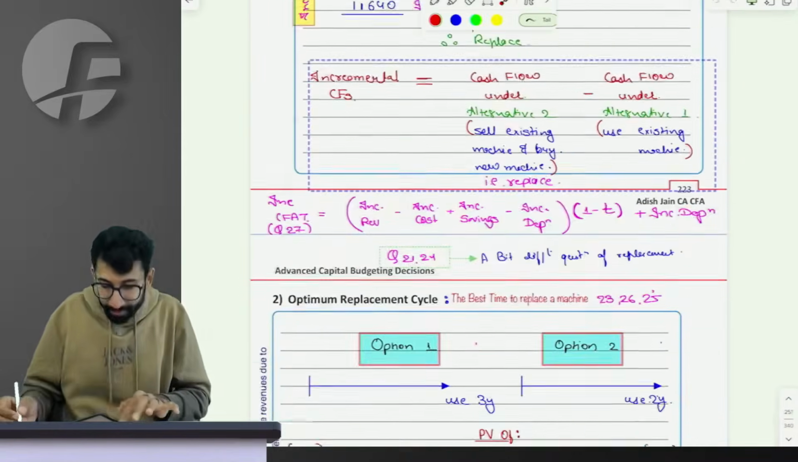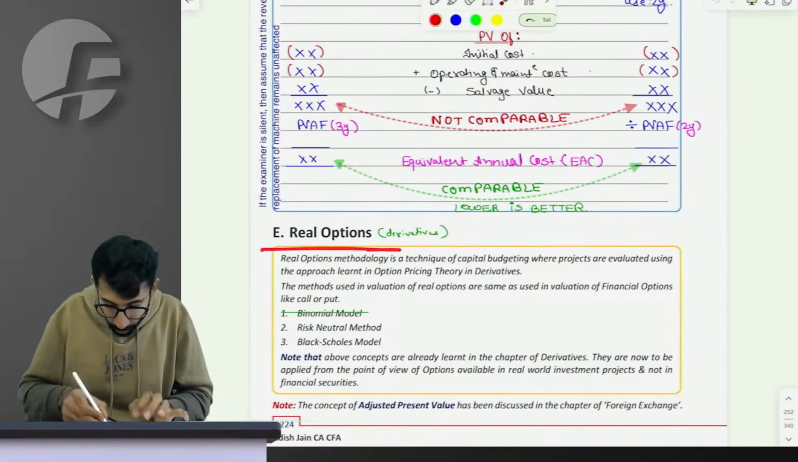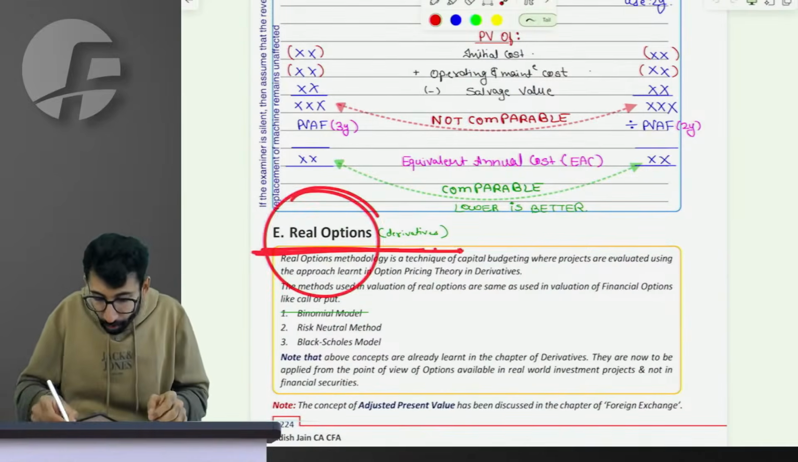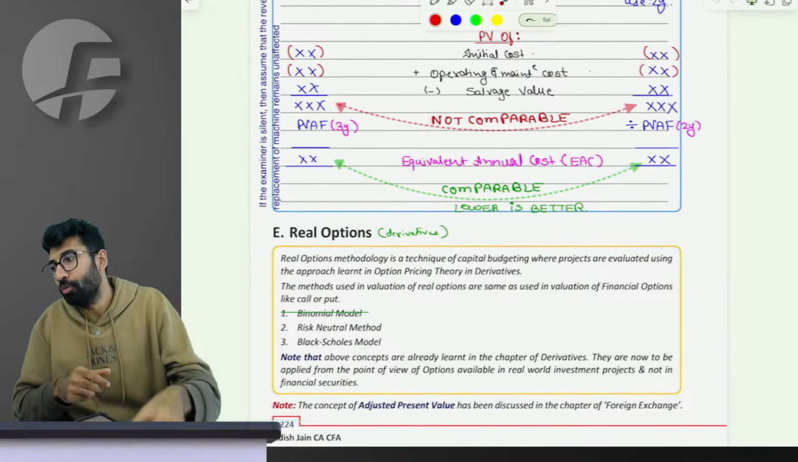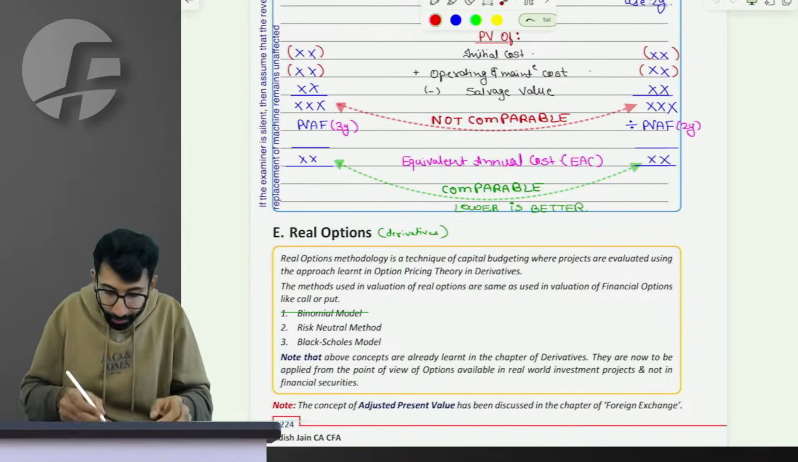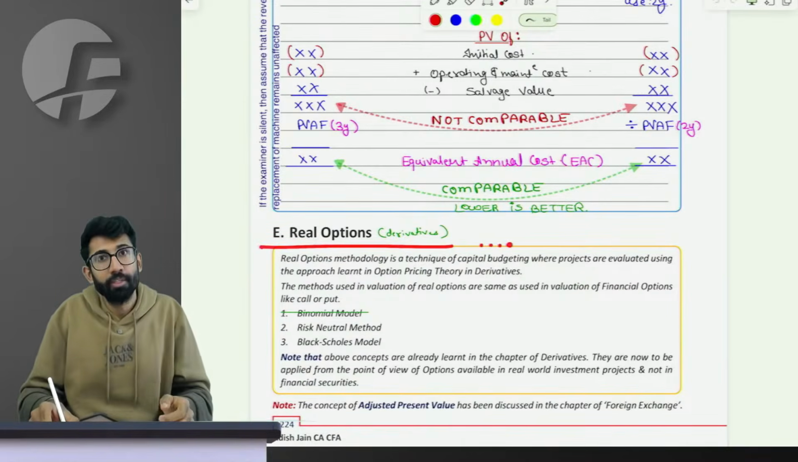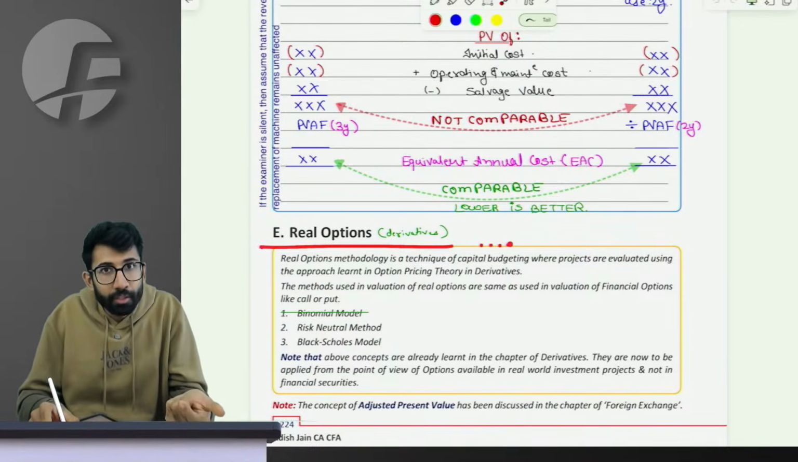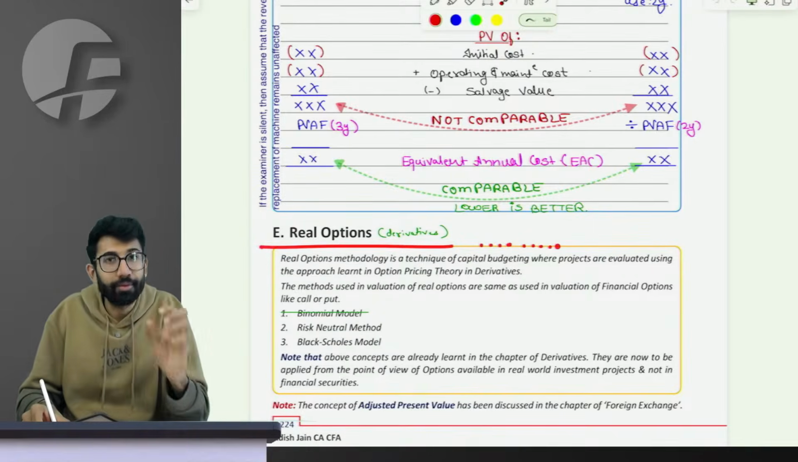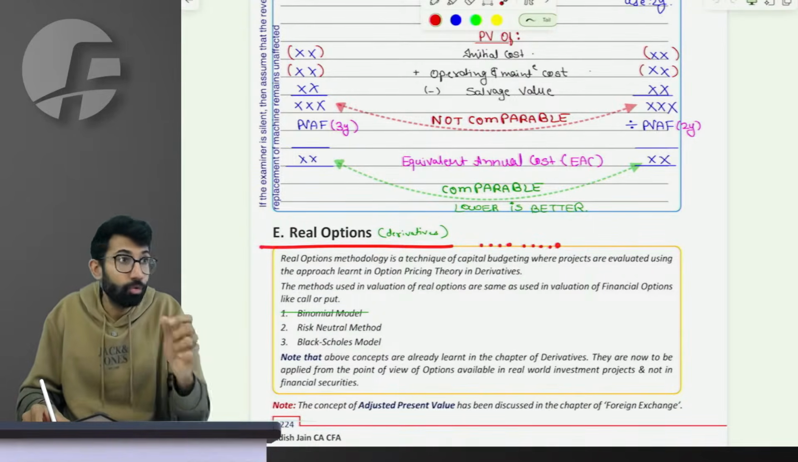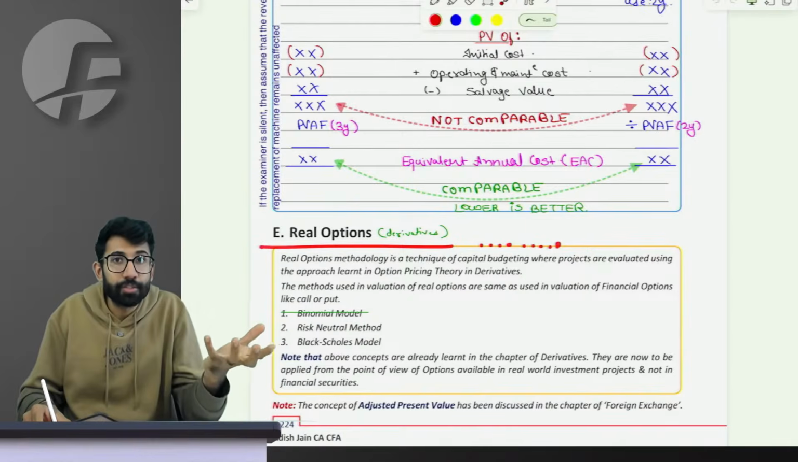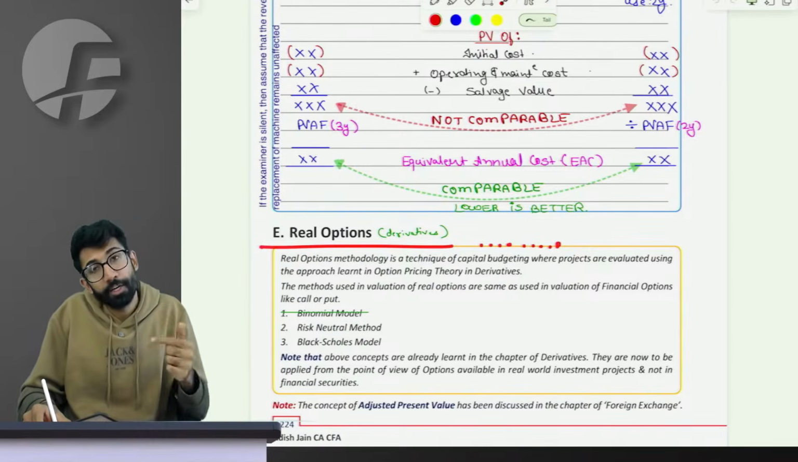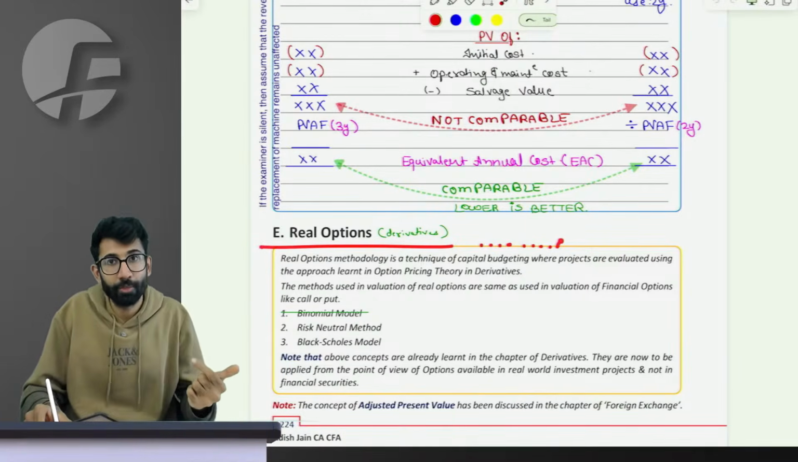Now the last thing is real options. Let me tell you, real options actually do not belong to the chapter of advanced capital budgeting. They belong to the chapter of derivatives. But they are related not to shares or commodities, they are related to projects, the capital budgeting projects.